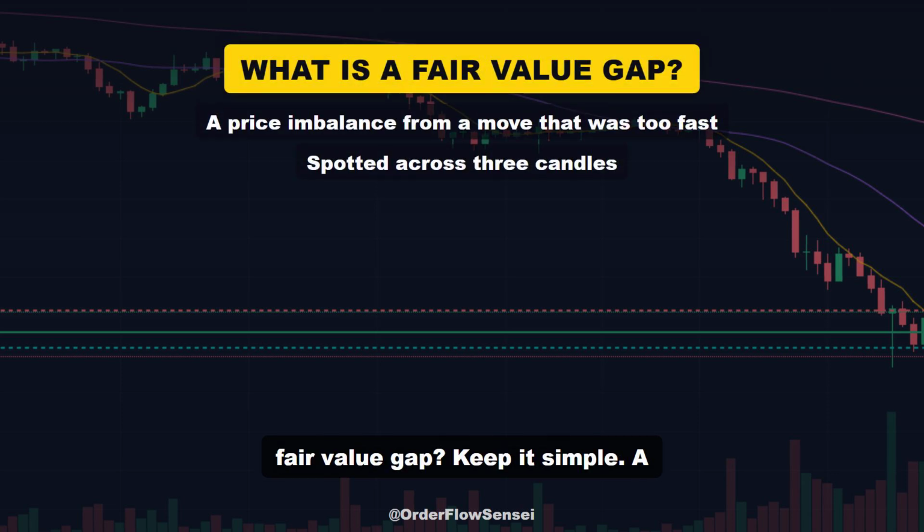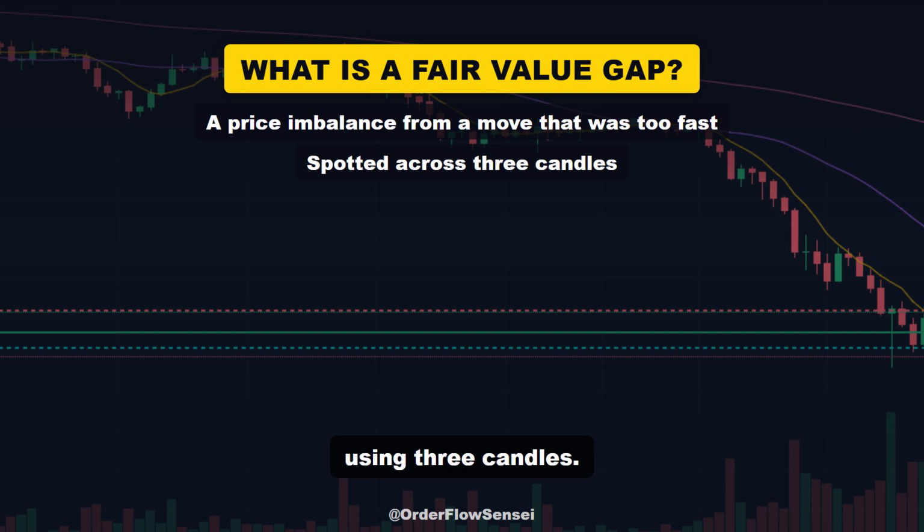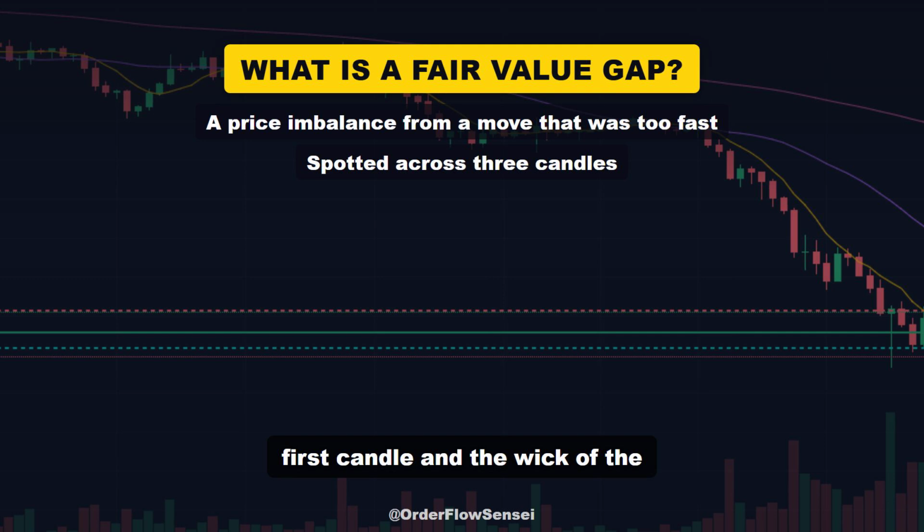So what is a fair value gap? Keep it simple. A fair value gap is a price imbalance left behind when the market moves too fast in one direction. You find it using three candles. Look at the middle candle of a strong move. Then look at the candle right before it and the candle right after it. If the wick of the first candle and the wick of the third candle do not overlap, the empty space between them is the fair value gap.